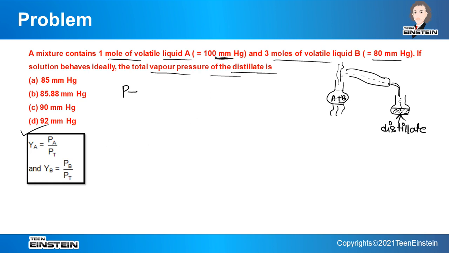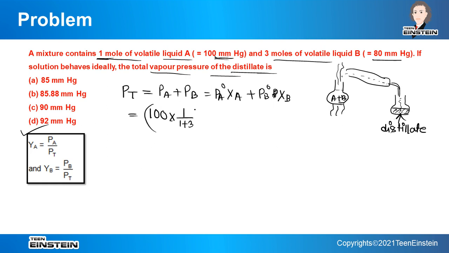PT we can directly put, because the mole fraction of A is simply 1 divided by 1 plus 3. So PT will be equal to PA plus PB, that is equal to PA naught times the mole fraction of A, plus PB naught times the mole fraction of B. Now we put in the pure vapor pressures: 100 times 1 by 1 plus 3, basically 4, plus PB naught 80 times 3 by 4. After calculation it will be 85.